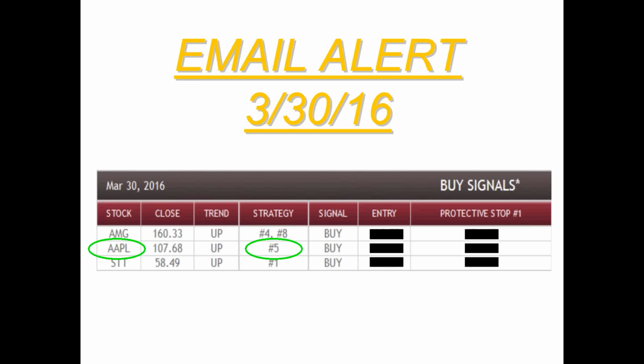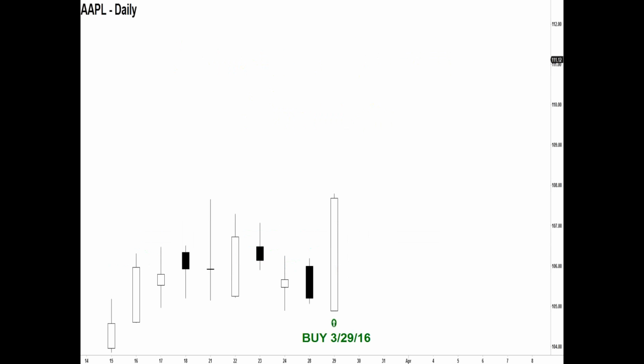Here's an example of something that just happened when we're talking about signals. This is for all the members in our course. This was just a few weeks ago. An email alert was issued on the 30th of March here, as you can see. Now I want you to see we circled Apple because Apple was a strategy number 5 setup to go long Apple. Now as we look here, Apple was basically going a little higher and it seemed like it was rolling over, but it was met by this nice strong upward move, and strategy number 5 generated a buy signal on the 29th for entry on the 30th.